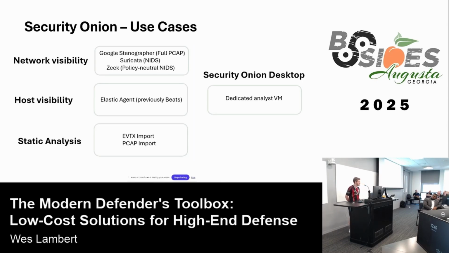Now, as far as the use cases for Security Onion, again, that network visibility that I'm looking for, we can use Google Stenographer, Suricata, Zeek, right? In addition to that, we also gain host visibility. We can use Elastic Agent within Security Onion to expand that to our hosts if we want to. These were previously known as Beats, if you're familiar with Elastic. And then we can also perform static analysis, or if we have some ad hoc work we need to do, there's the option to perform an EVTX import or PCAP import to walk through that information.